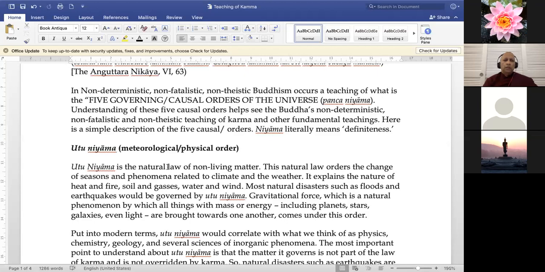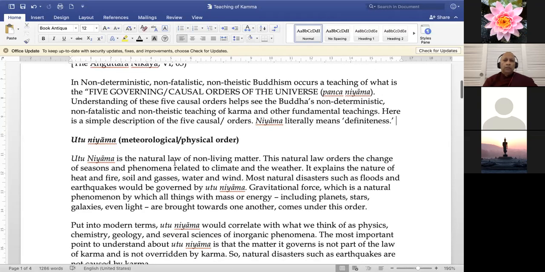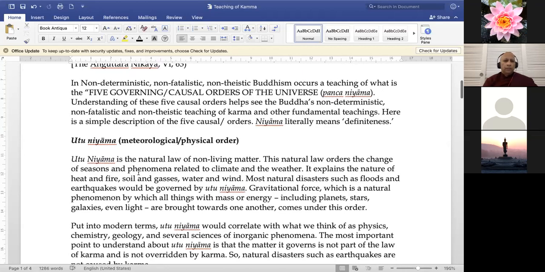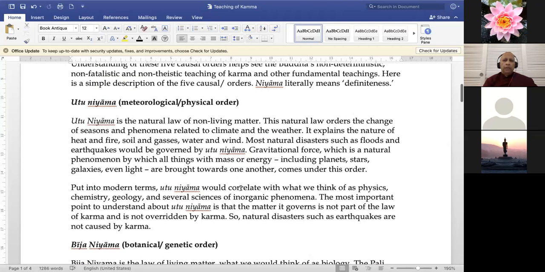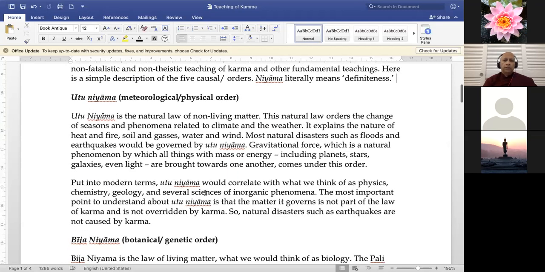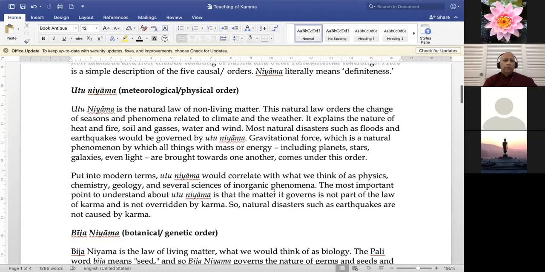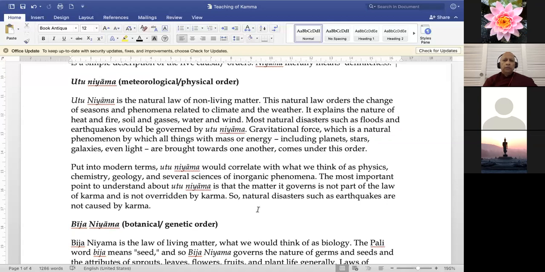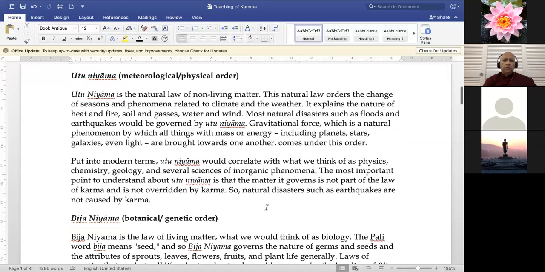It's not theistic. So Buddha rejected this physical order as an act of God. Put into modern terms, Utuniyama would correlate with what we think of as physics, chemistry, geology, and several sciences of inorganic phenomena. The most important point to understand about Utuniyama is that the matter it governs is not part of the law of karma and is not overridden by karma.